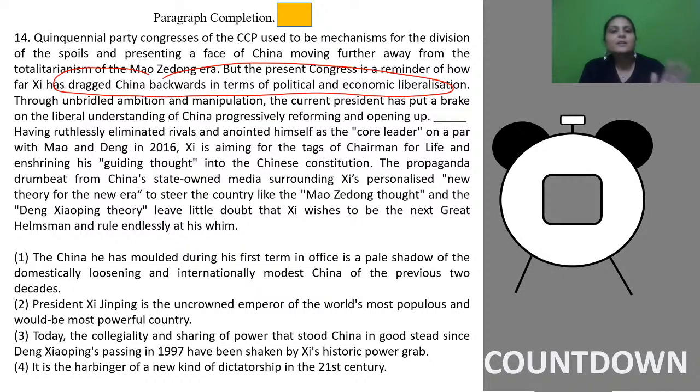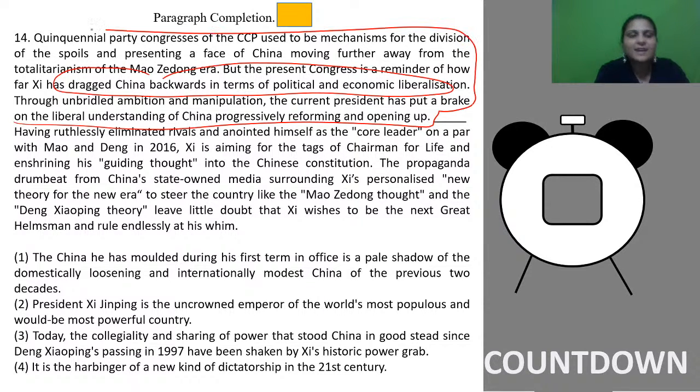Like earlier there was much economic liberalization, now it is lesser, or there was more political freedom earlier, now it is lesser. So that is what they are talking about. That's the entire crux of the idea before the dash. Till here, we are discussing how his leadership has pushed back the entire political and economic gains that China made during the previous two regimes. With that, the next passage after this line actually explained how he did that.